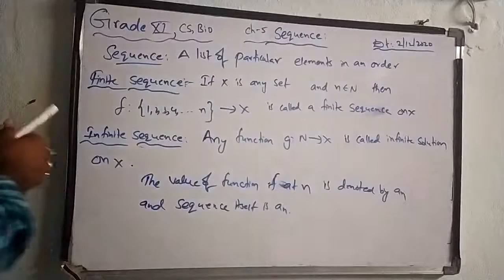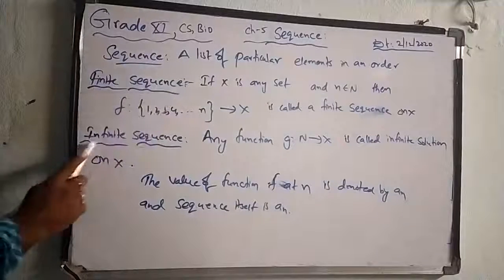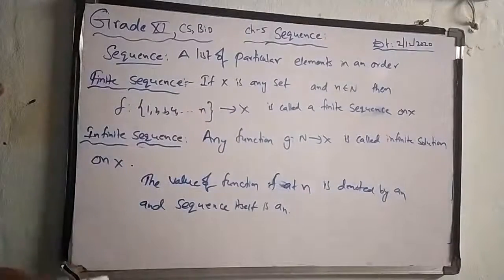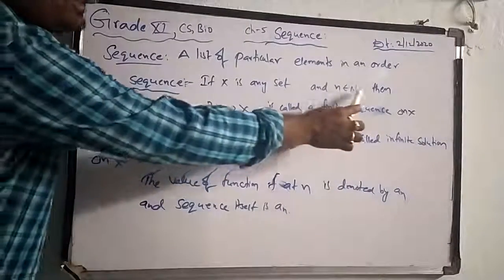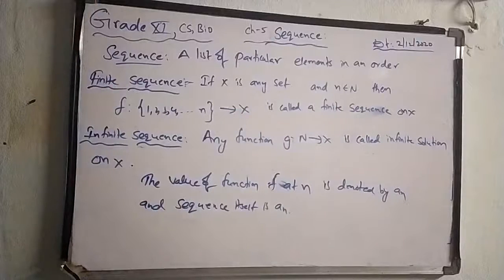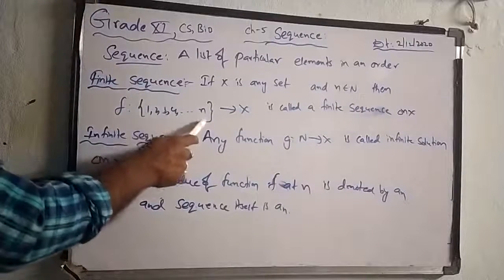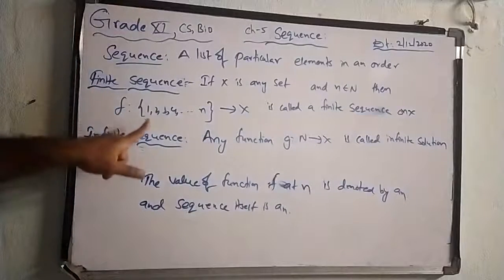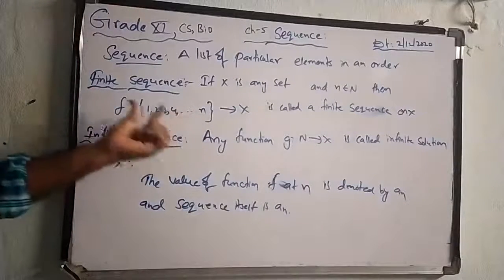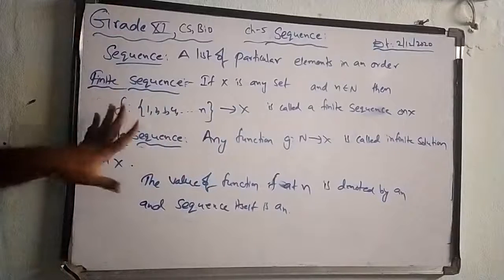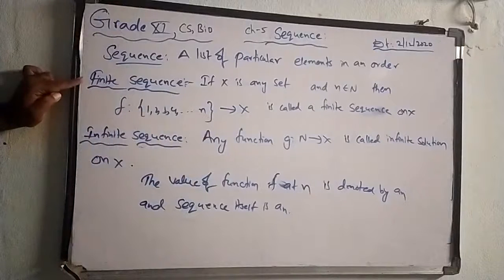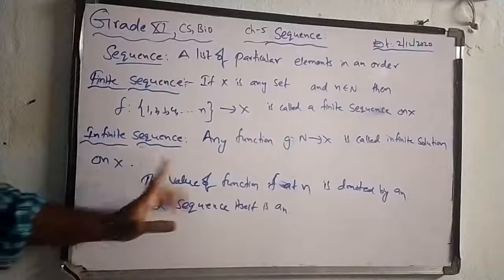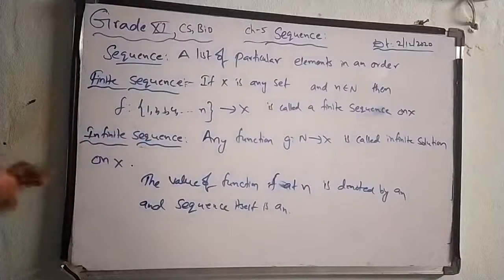We are having two sequences, one is finite sequence and the second one is infinite sequence. In a finite sequence, if x is any set where n belongs to natural numbers, then the function will be 1, 2, 3, 4 up to n numbers. So that x is called a finite sequence. Here the sequence is finite, meaning we can count the number of terms in the sequence, so we call it a finite sequence. Infinite sequence means there is no limit for this sequence. That sequence we are going to call an infinite sequence.